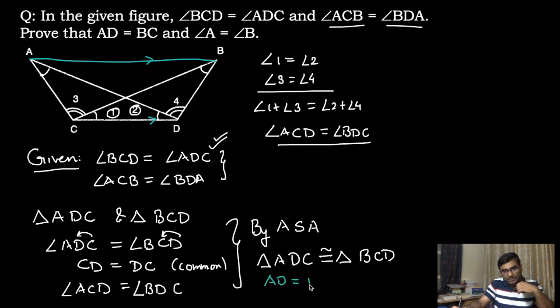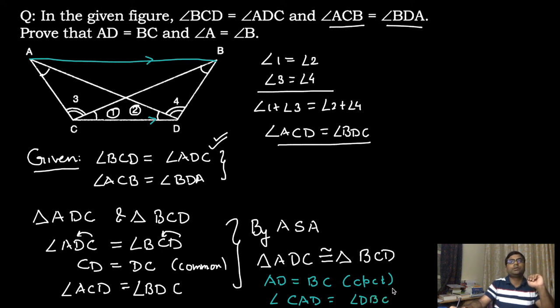AD will be equal to BC, correct? And why is that? This is called CPCT, right? And also angle A, which angle A? So CAD. Let me write: CAD is equal to DBC, angle DBC, right? This is what we got, both of these results we obtained.